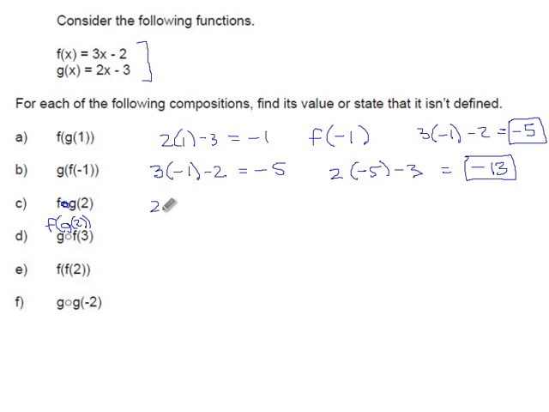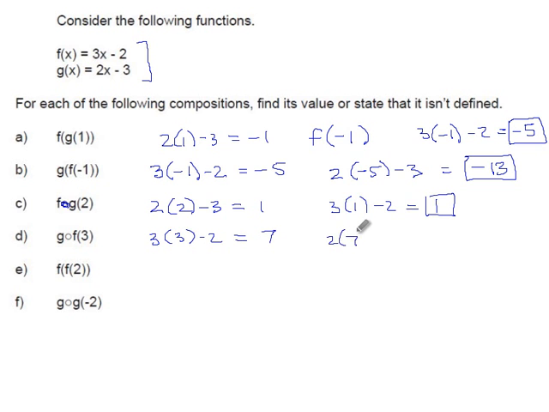So if we put 2 into g, we get 2 times 2 minus 3, which comes out to 1. We take that and put it into f. We get 3 times 1 minus 2 equals 1. Fair enough. In d, other way around, take 3, plug it into f. Take the result, plug it into g. So f of 3 is 3 times 3 minus 2, which is 7. We take that and put it into function g. 2 times 7 minus 3 equals 11.